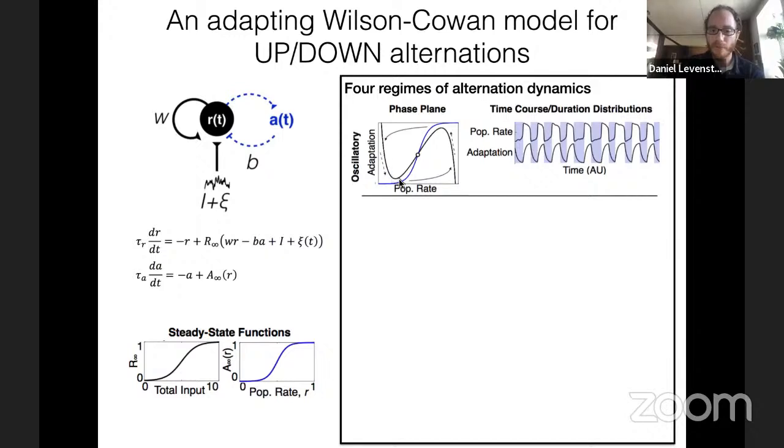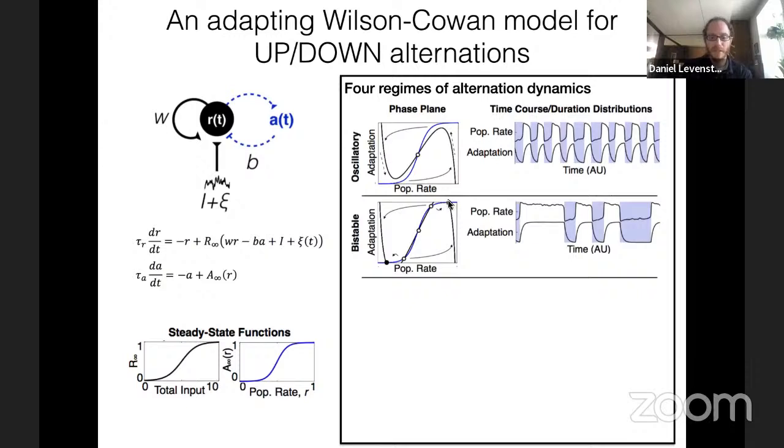And so the first regime is an oscillatory regime, in which we have a limit cycle around an unstable fixed point. And in the time course, the population alternates between active and inactive states. So it regularly alternates between up and down states, during which the population goes back and forth between the right branch of the R-nullcline and the left branch of the R-nullcline.